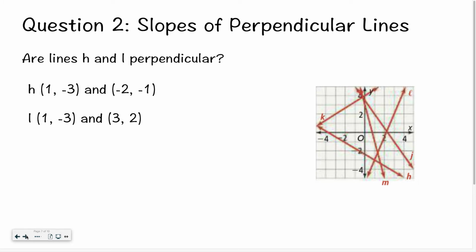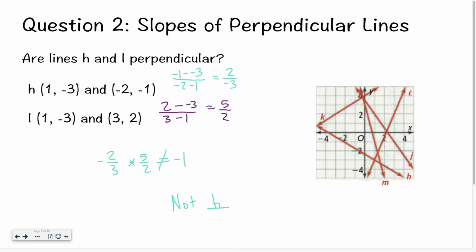Why don't you go ahead and see, are lines H and L perpendicular? Good luck. Hopefully you got a slope of negative 2/3 for line H and a slope of positive 5/2 for L. And you realize that these are not opposite reciprocals of each other, and if you multiply them together, you don't end up at negative 1. They do not equal negative 1. So we can say that they are not perpendicular.